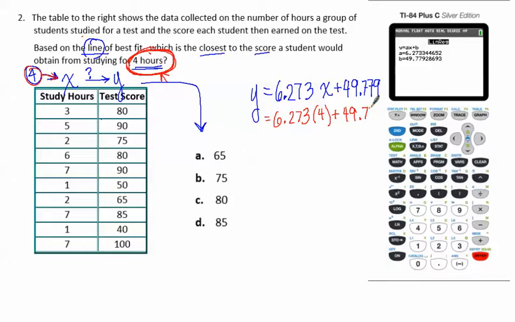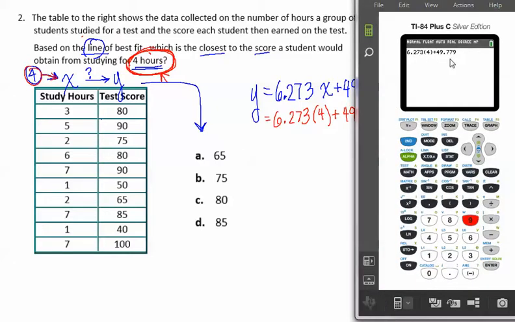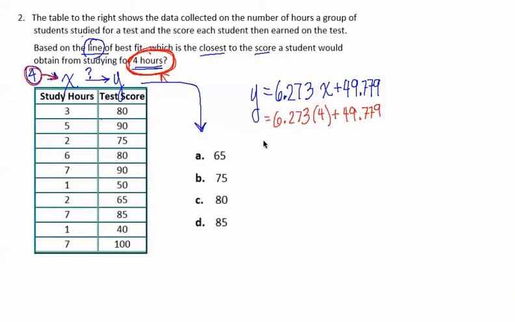And you can enter this exactly like that in your calculator, which is what we're going to do. So here we have entered 6.273 times parentheses 4 plus 49.779. You hit enter and it's going to give you a value of 74.8. You can write that down, 74.8, which you can round to 75. Because they're asking you which one is closest, you would select letter B, because if you round your answer, the closest one will be 75.